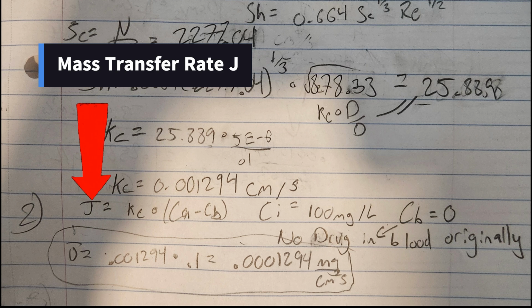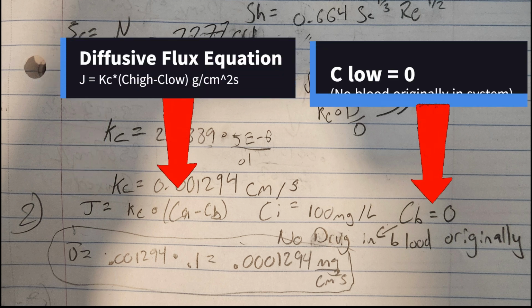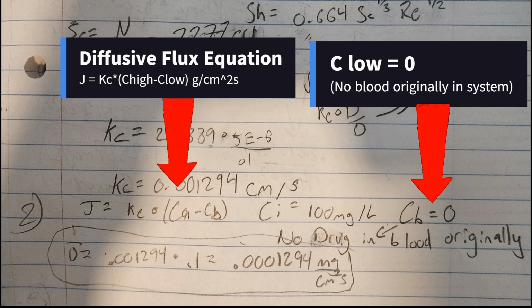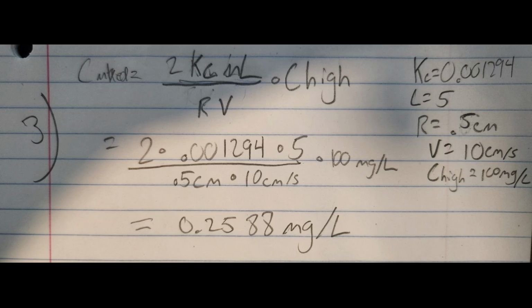Next, I needed to identify the mass transfer rate J. This was done by using the diffusive flux equation, where C low was determined to be 0, as there was no blood in the system originally. Here I ended with a J of 0.0001294 milligrams per centimeter squared seconds.